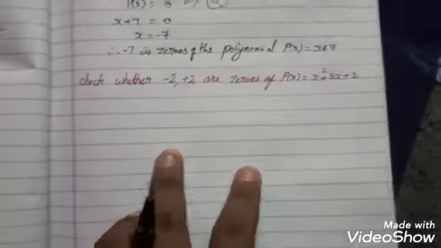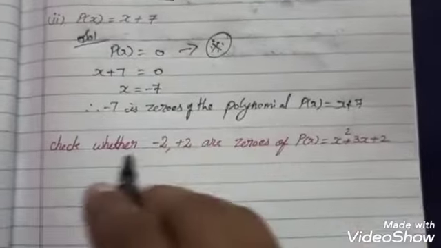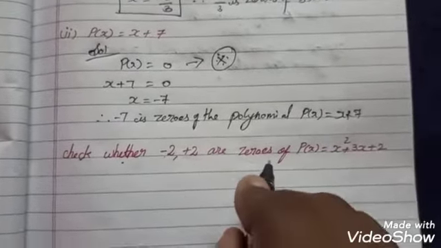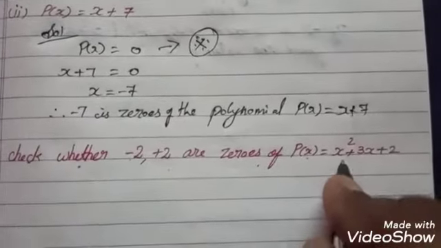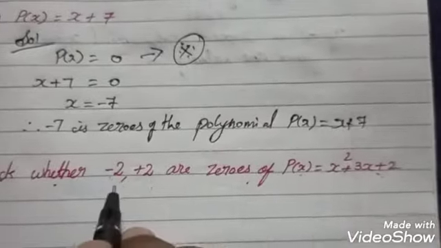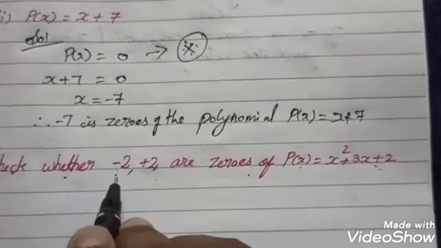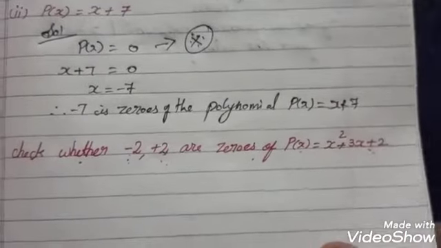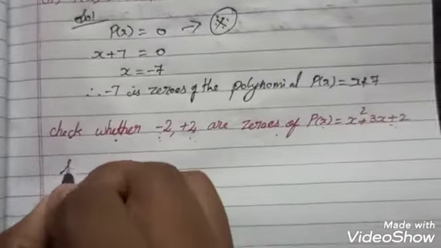You have to write this type of sentence, whatever it is, you have to write like this. And next, the same concept: I have to check whether minus 2 and plus 2 are zeros of p of x equal to x square plus 3x plus 2. Here I gave one expression and two values, minus 2 and plus 2. We have to check which one is the zero of the polynomial. So, one by one.